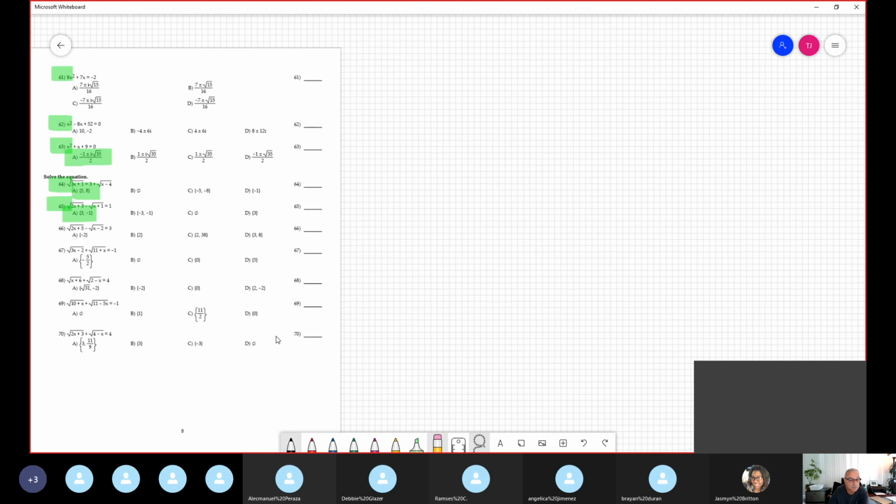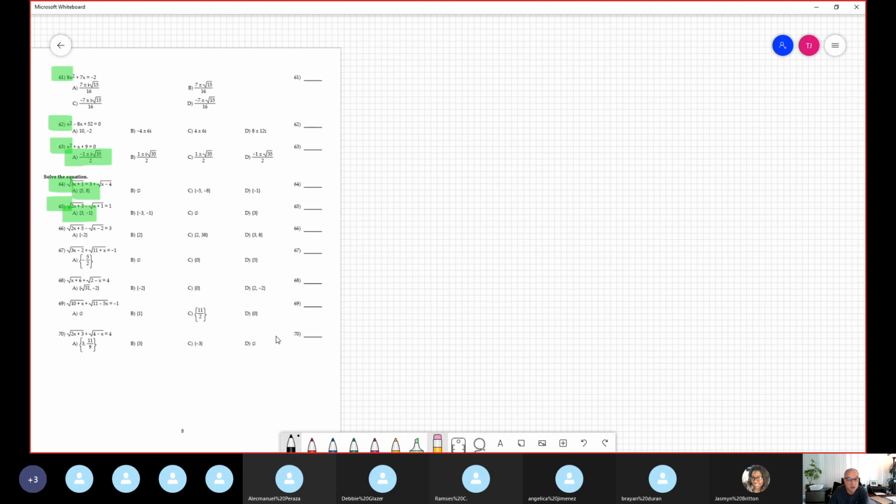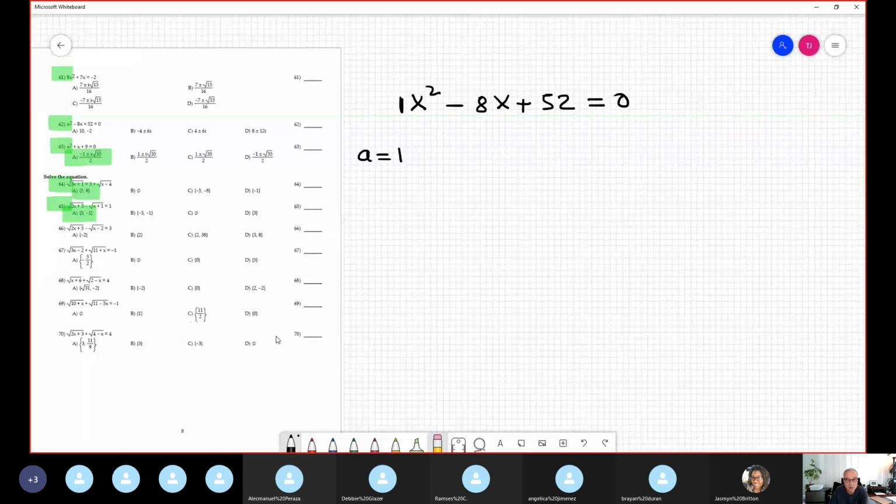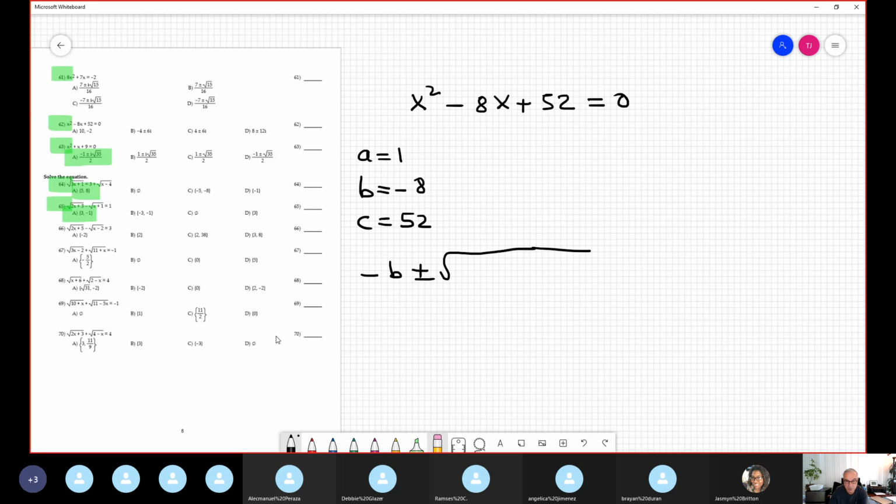Okay, now 62. 62 is x squared minus 8x plus 52 equal to 0. Okay, I see that a is 1, the invisible coefficient here. B is negative 8, be careful with the sign, and C is 52. Okay, my formula: minus B plus or minus square root of B squared minus 4AC, divided by 2A.